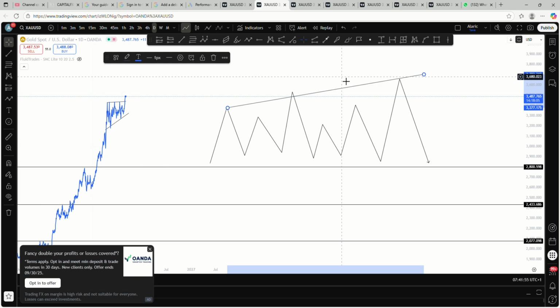But if you want to use your support and resistance in this zone now, if you want to use your support and resistance, excuse me, why is this person disturbing me?